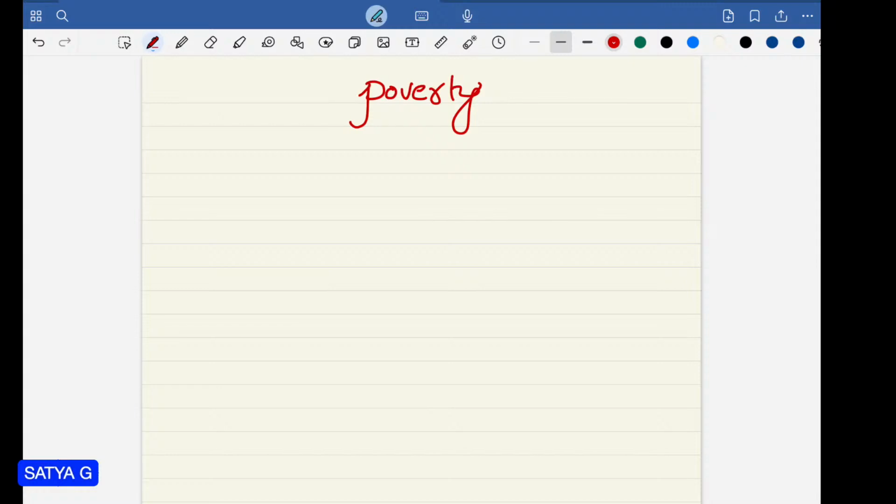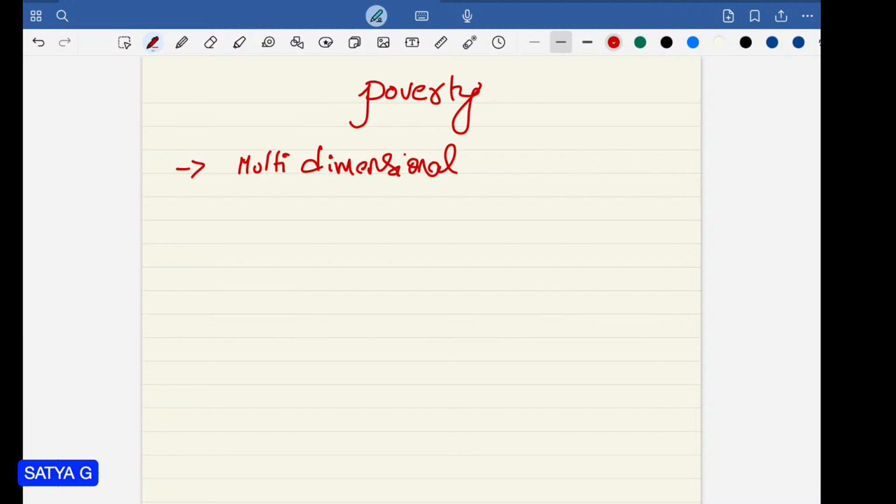Good morning, friends. In this session, we will discuss poverty. It is a socio-economic issue, and moreover, it is a multi-dimensional challenge in India, right? So, why study these concepts?